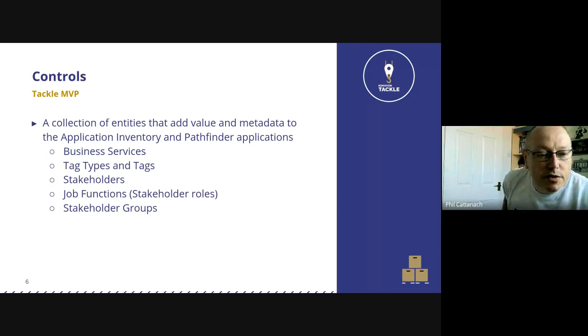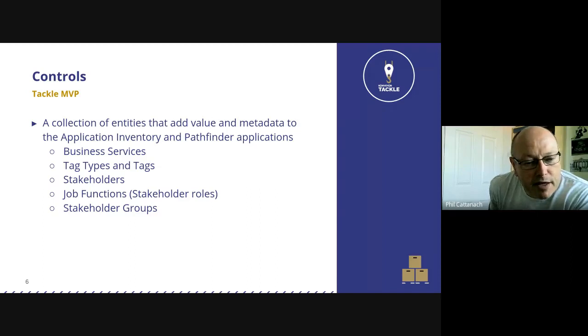Yeah, the controls, thanks Ramon. The controls are the final piece in the jigsaw, if you like. These are the data that adds value to both the application inventory and the Pathfinder assessment process. So these are things like business services, the tagging model, stakeholders, so the list of people who are involved in performing the review, people who have a vested interest in these applications, and real subject matter expertise about how they are technically made up and maintained and delivered to the business.